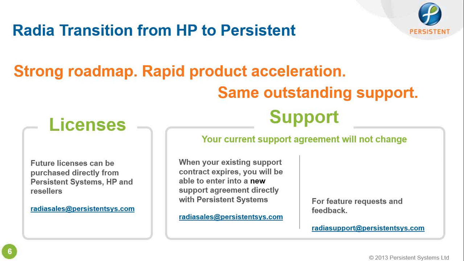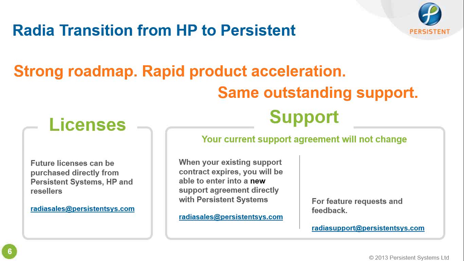I also want to focus a little bit on the support aspect as well, and I think this is very important to all of our existing customers. First and foremost, if you have a current valid support contract in place with HP, you will still continue to go directly to HP for your initial support requests. On the back end, this will now be serviced by Persistent, but your primary initial interface, if you are an active support customer of HP Client Automation, will still be through HP.